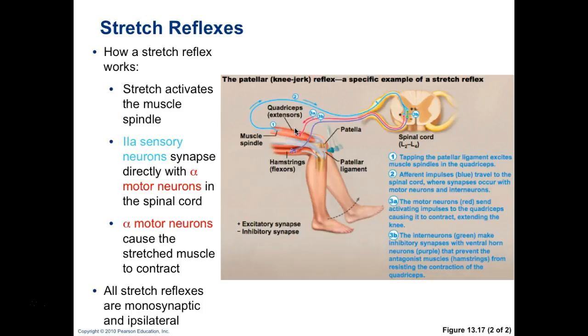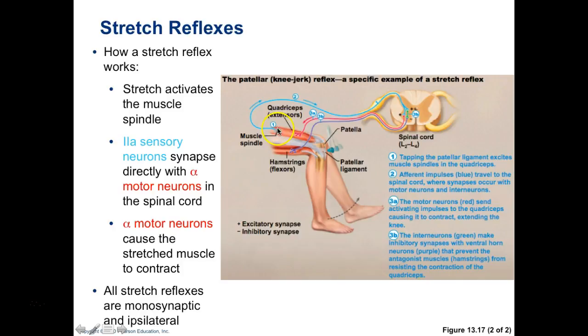So let's talk about our stretch reflexes first. This is when you go to the doctor and they tap your patellar tendon to see if you get the reflex of the knee jerking up. So let's talk through this step by step. The first thing that happens is we have muscle spindles within our muscle, and our muscle spindles are basically telling our brain the length of the muscle. So we start to get a sense of stretch there.